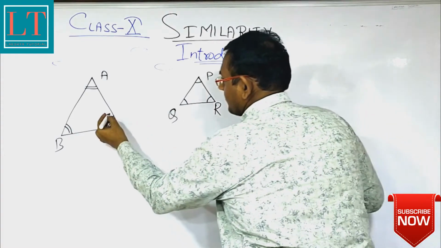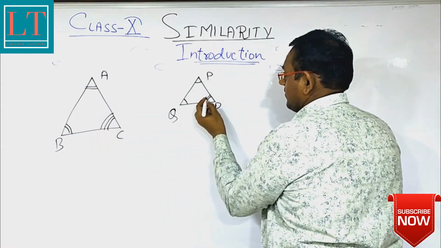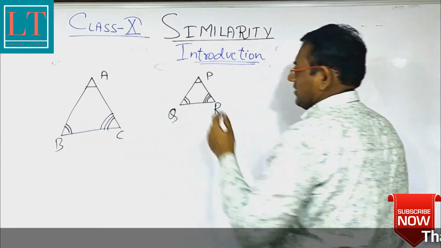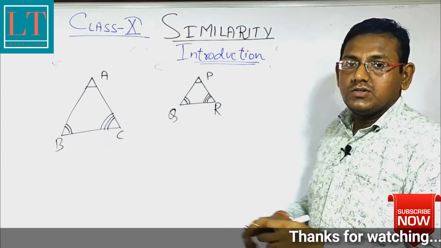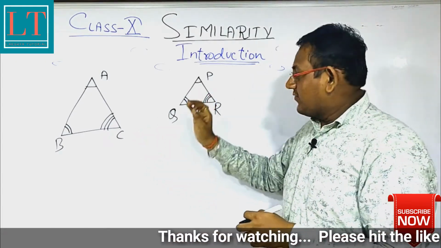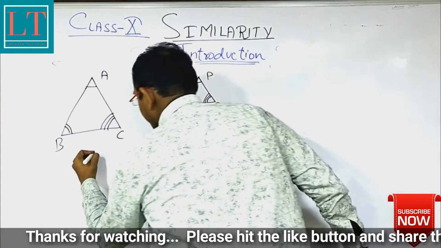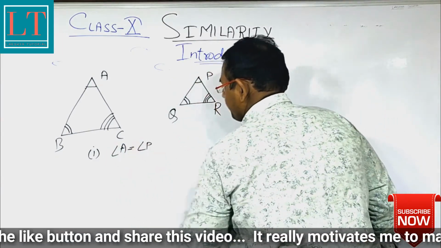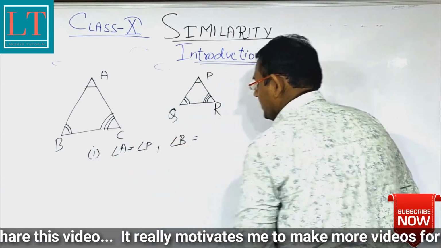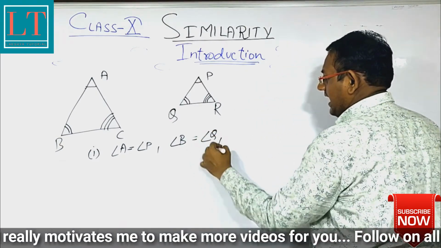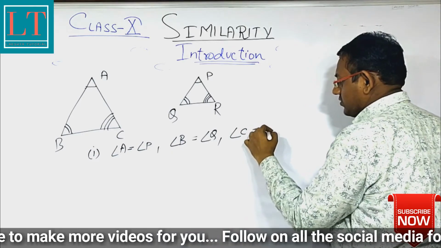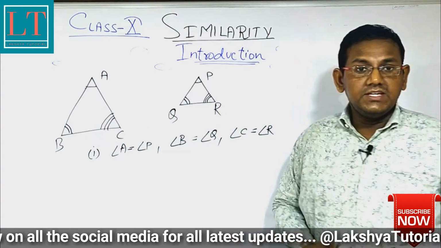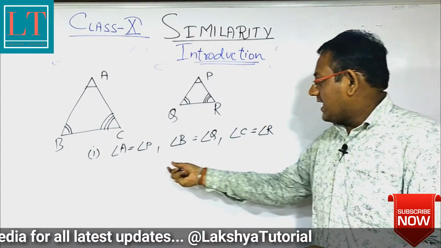Let us mark this as three lines, this as three lines, and similarly this as one line and this one as two lines. So for two triangles to be similar, condition number 1 is that angle A should be equal to angle P, angle B should be equal to angle Q, and angle C should be equal to angle R. So this is the basics of similarity, the first point: whenever two triangles have to be similar, the angles have to be equal.